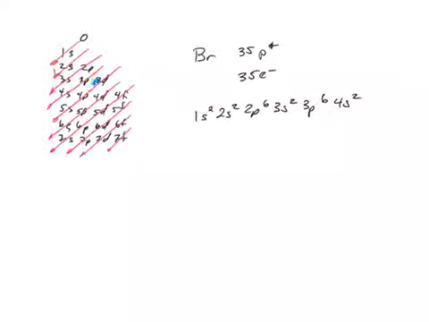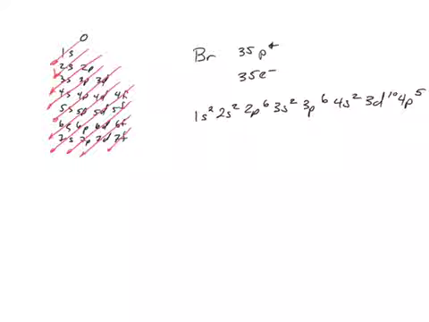After 4s, I go to 3d. Ds can hold 10 electrons total because there's 5 orbitals. So 3d10. After 3d, I go to 4p. Now, the p's can hold 6, but I only need 5. If you count this up, 2, 4, 10, 12, 18, 20, 30, 35. There is my standard electron configuration notation.